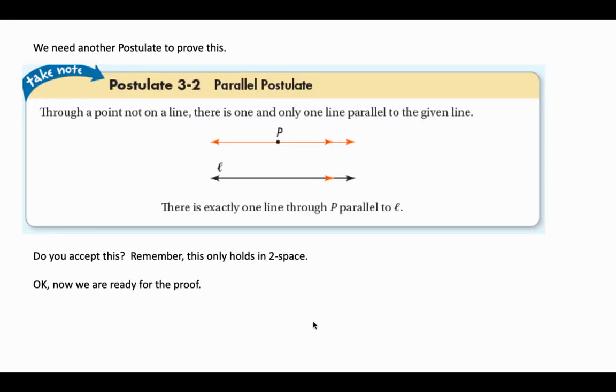Our new postulate is the parallel postulate, which states: through a point not on a line, so we have line L and point P up there, there's only one line through P that's parallel to L. So this is the postulate. I'm asking you, do you accept this? Zoran, do you accept it? Jocelyn, do you accept this? Eliza, do you accept this? And please remember this only holds in two-space, on a piece of paper. So now we're ready for the proof.